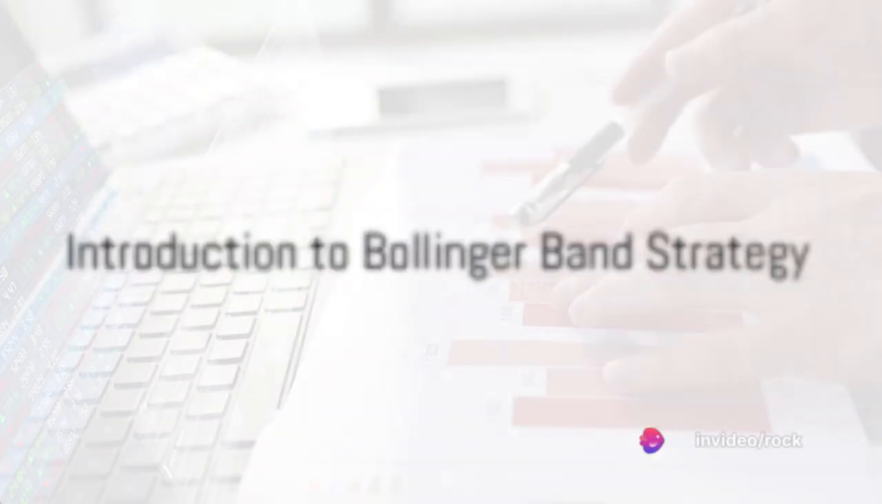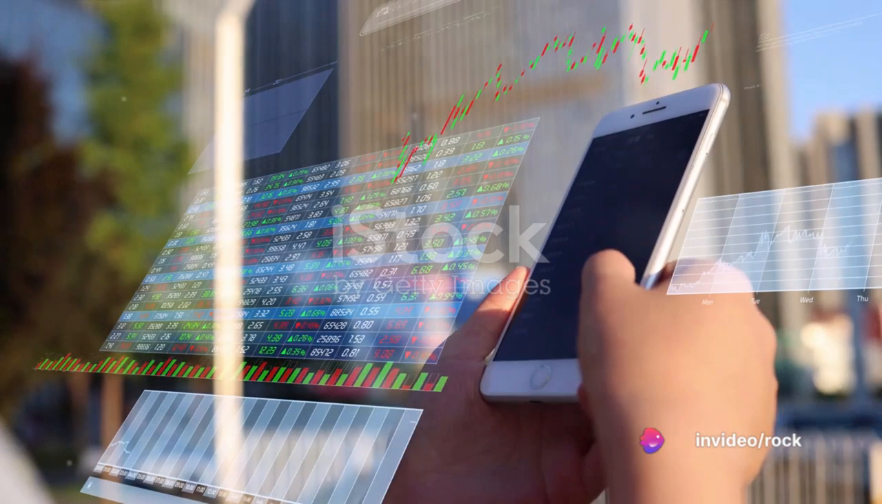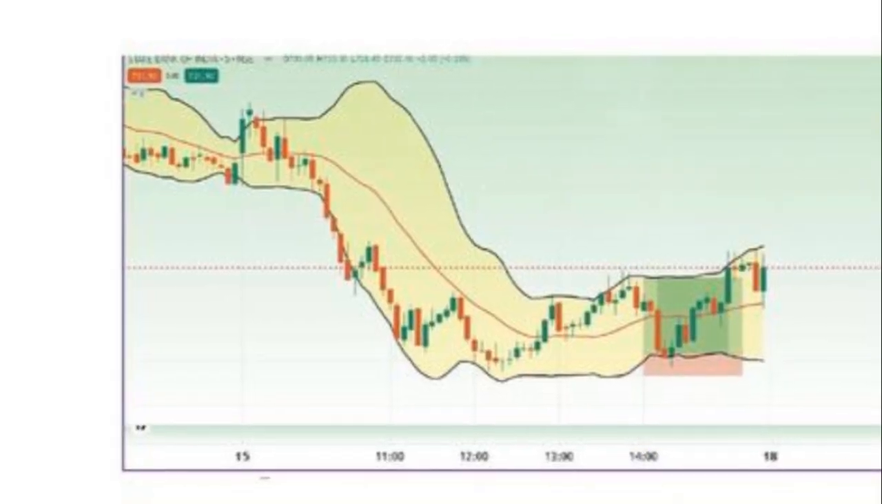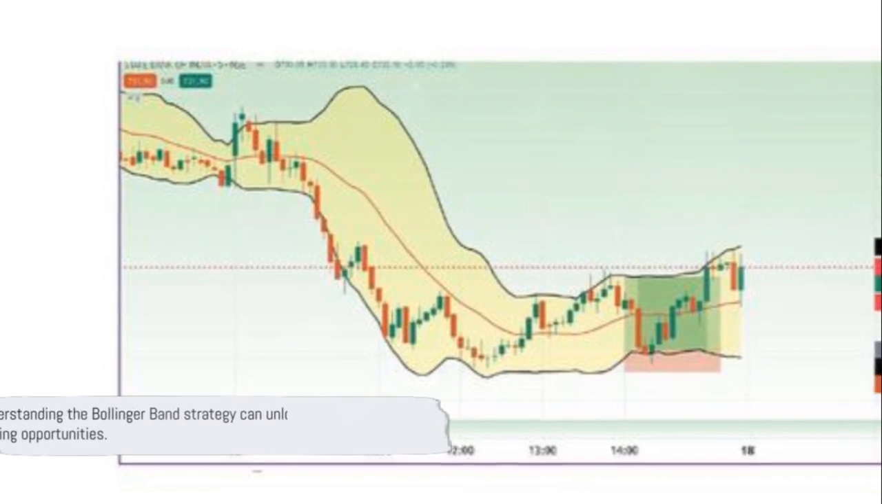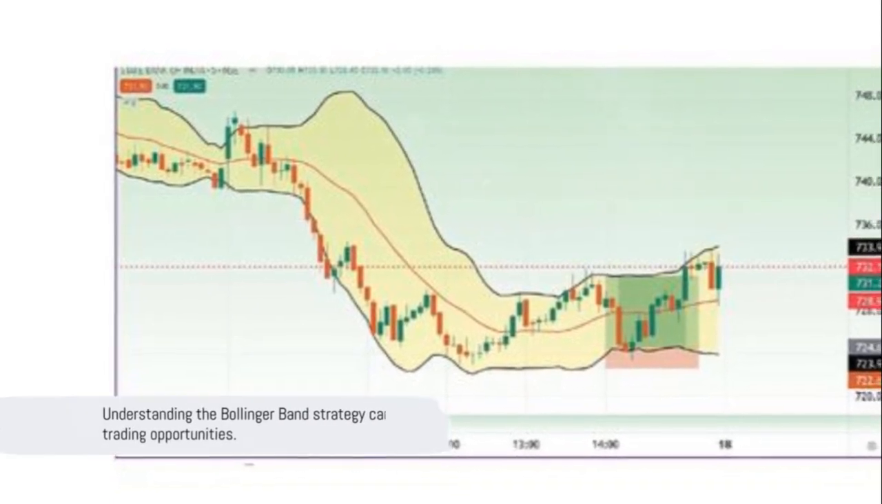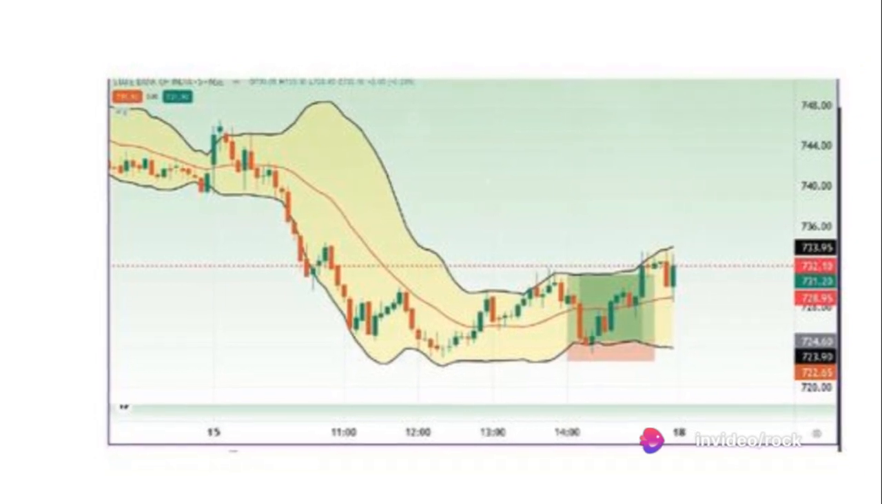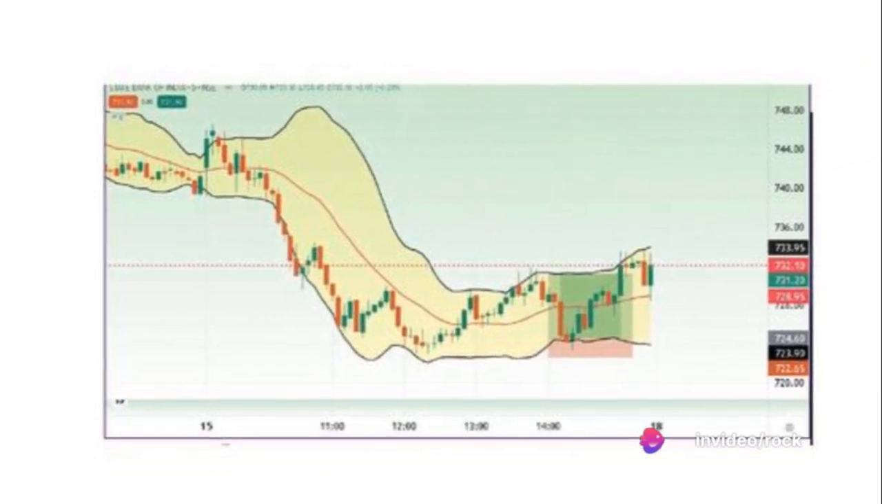Ever wondered how traders make decisions based on complex charts and seemingly cryptic indicators? One such tool at their disposal is the Bollinger Band strategy. A fascinating concept that might seem intimidating at first, but with a little bit of understanding, it can open up a new world of trading opportunities.